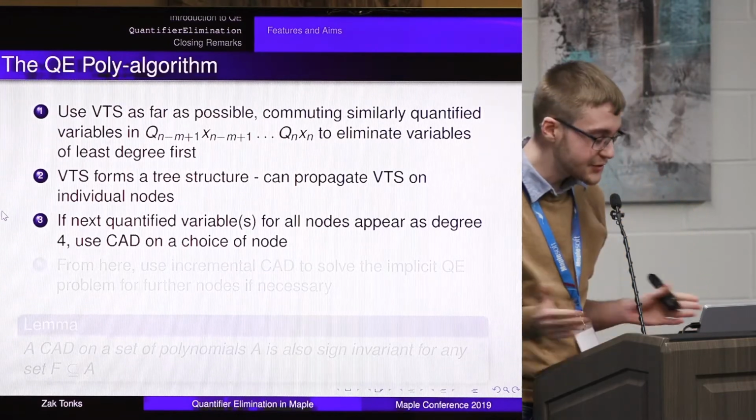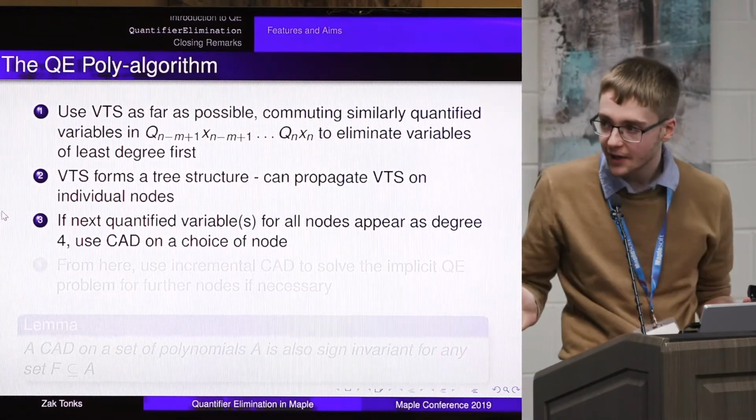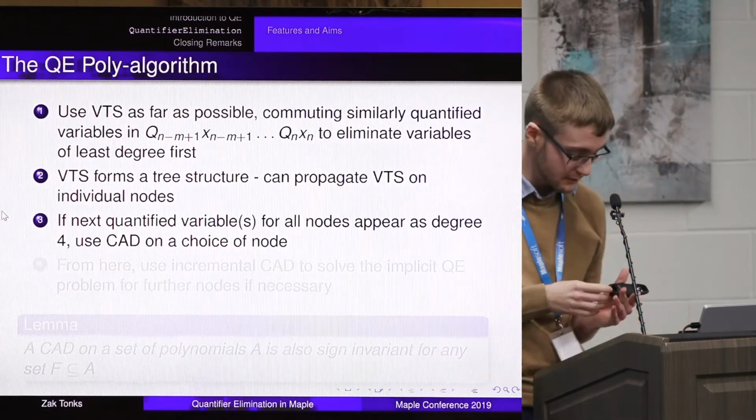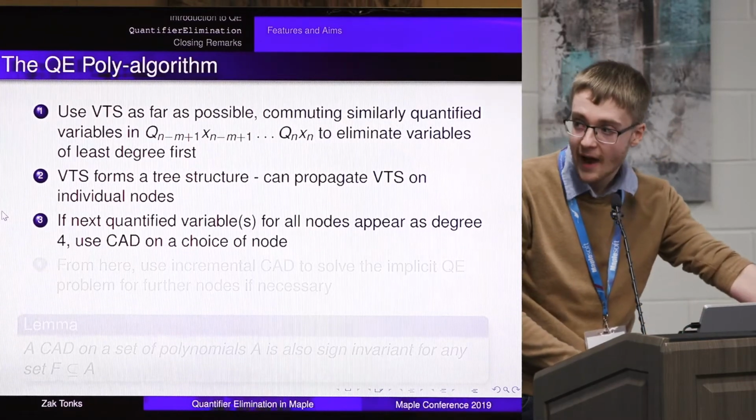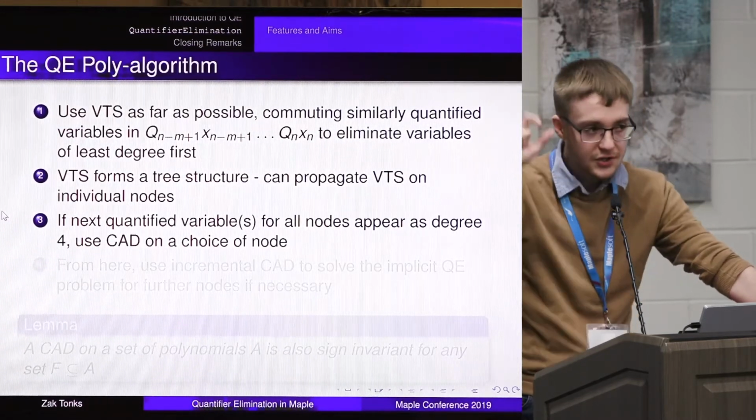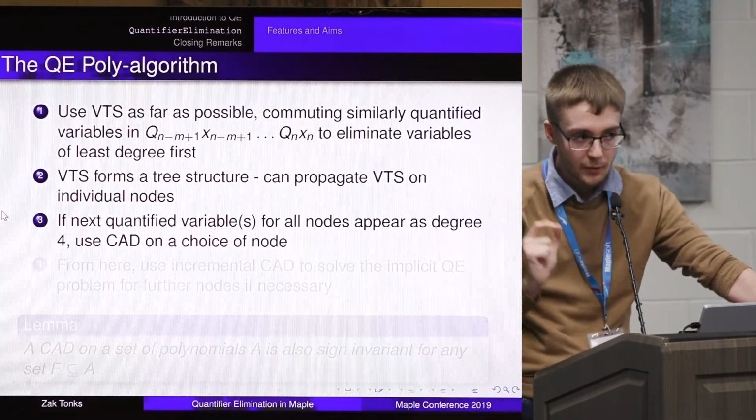But if you can't factor into degree three and less, right? Then you have to use CAD and do some root isolation and all that on a choice node, right? So you're doing just CAD on one node at the moment, right?